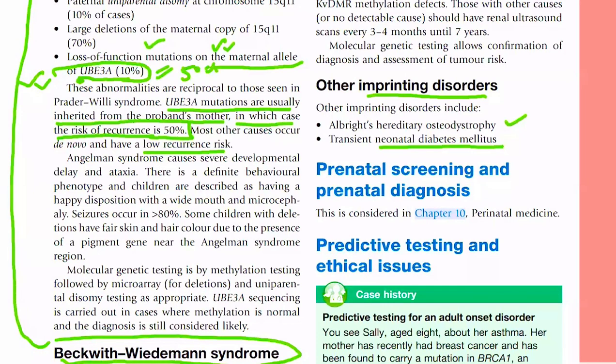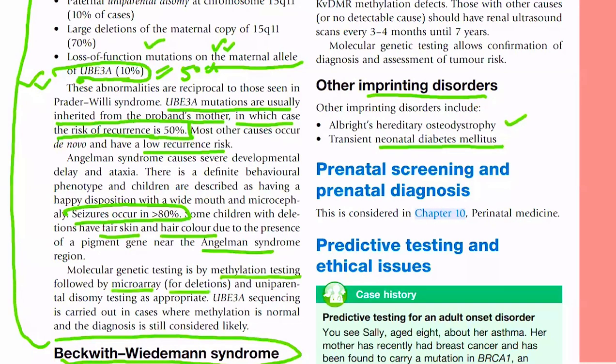Angelman syndrome causes severe developmental delay. There is a definite behavioral phenotype. They have told you microcephaly and seizures may be present in more than 80% of the cases. Some children with deletions have fair skin and hair color due to the presence of a pigment gene near the Angelman syndrome region. Molecular genetic testing is by methylation testing followed by microarray for deletion.